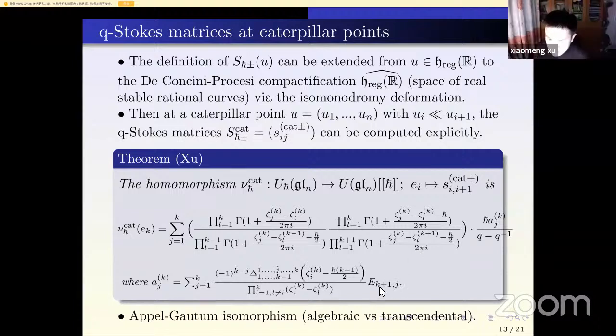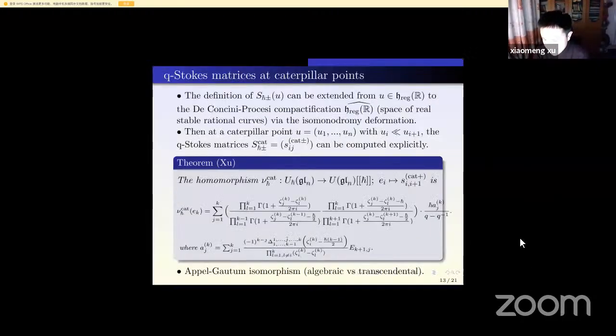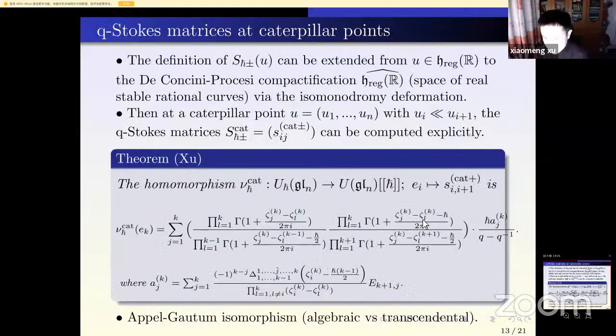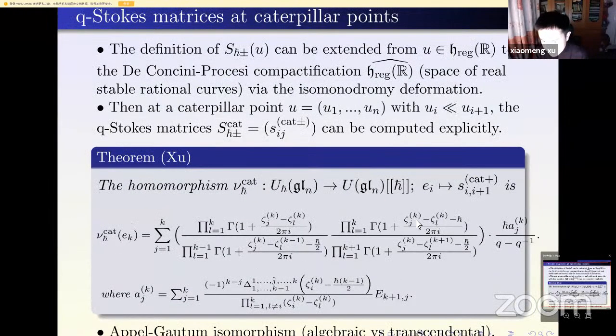Yeah, this is what I said, because this A_kj commutes with all the κ_i when i is not equal to k. But if i equals k, for example, this A_jk, if we move A_kj from the right of κ_kj to the left, we have to shift this κ_kj by ħ.